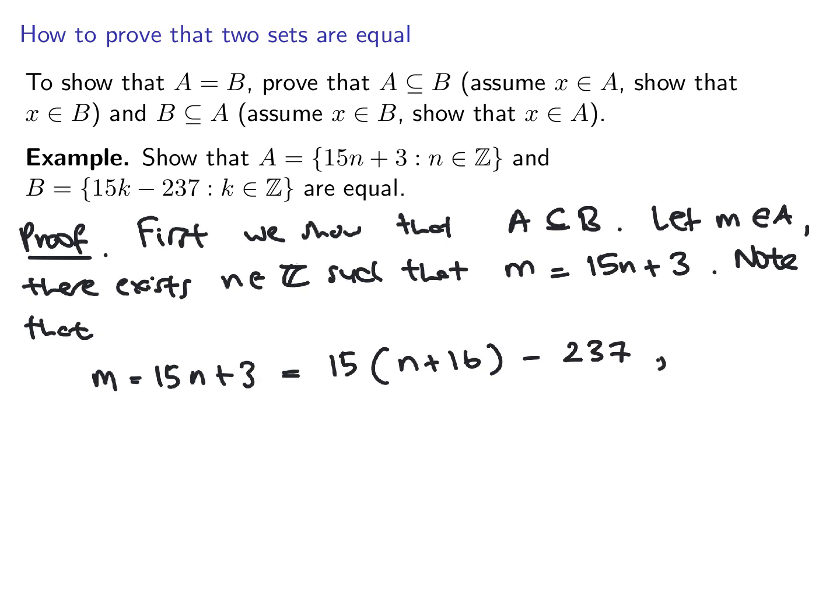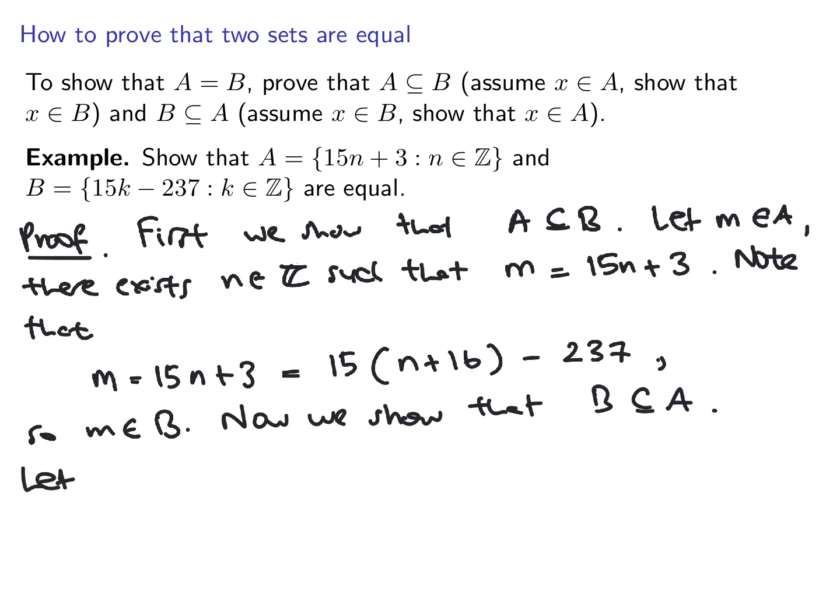All right, and that actually shows that m is in B, right? Because there's an integer, in this case n plus 16, such that m can be written as 15 times k minus 237. Okay, and we're done with the first one. Now we show that B is contained in A.